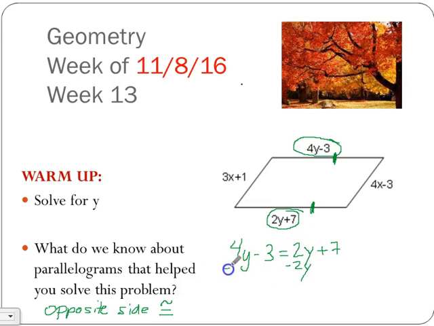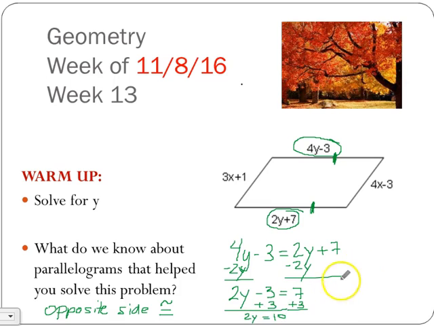I'm going to subtract 2y from both sides. I'm going to work on getting all my y terms on one side of the equation and all my constant terms on the other side. So now 4y minus 2y is 2y, set equal to 7. And then my next step would be to add 3 to both sides. And now I've got 2y equals 10.